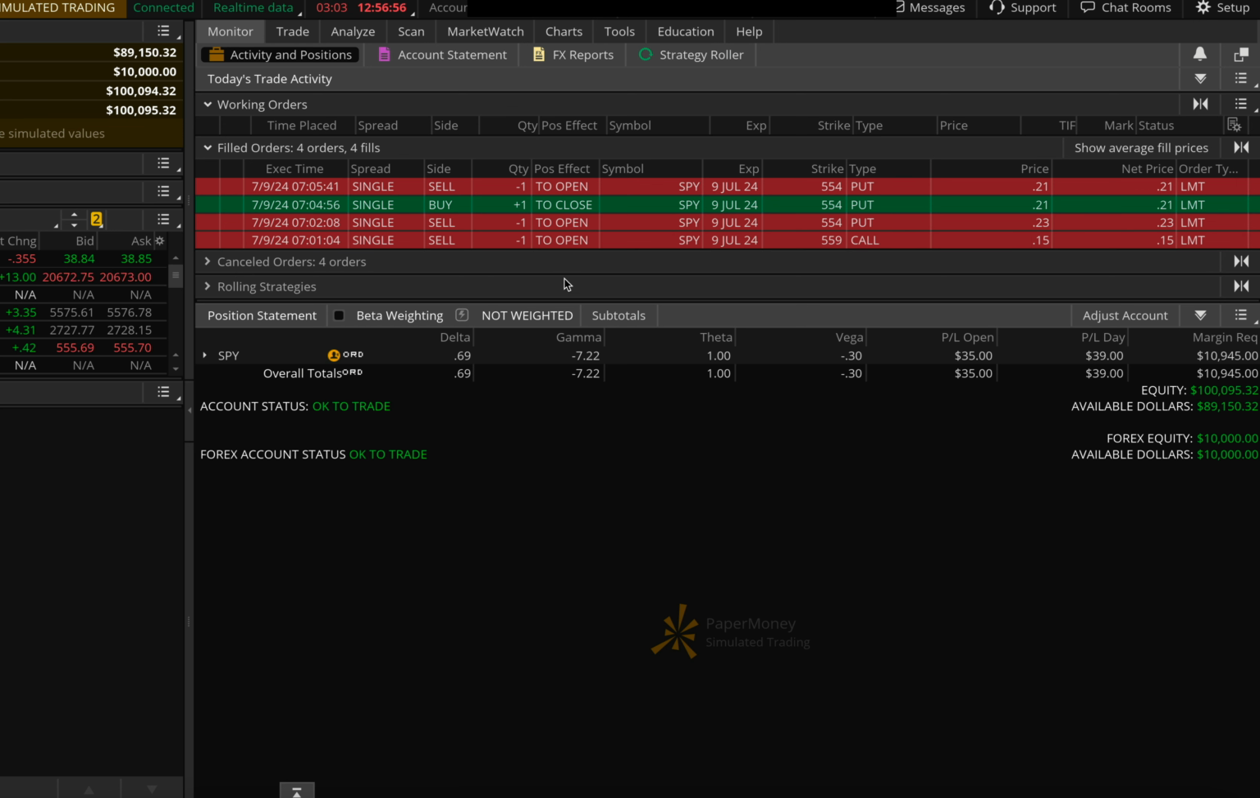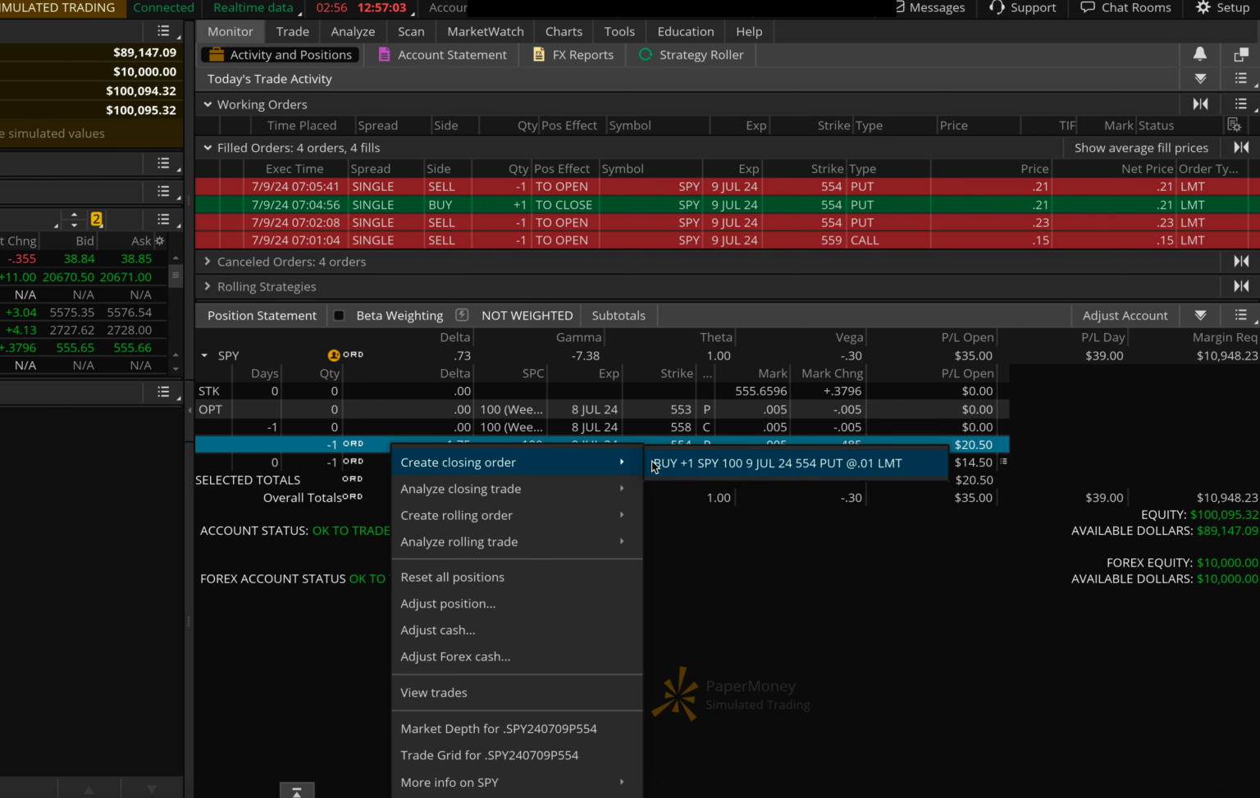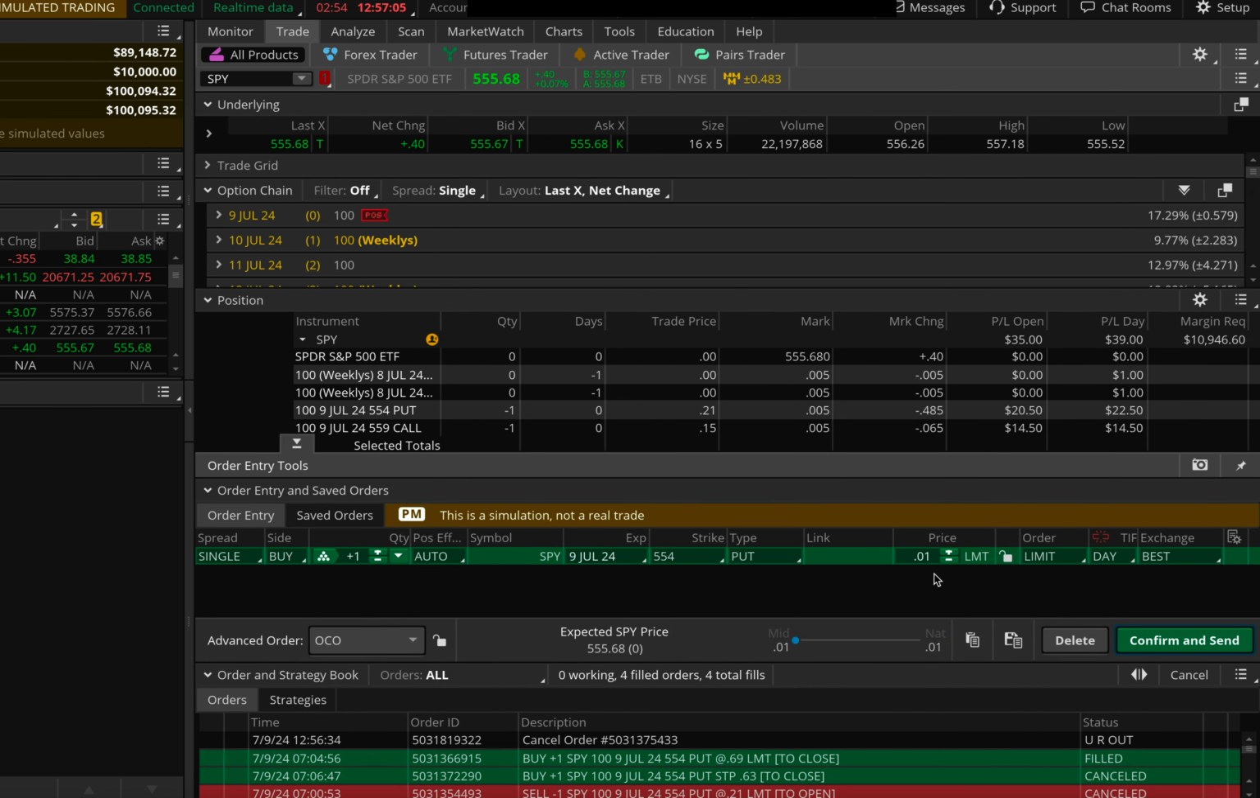So now what I'm going to do is set fresh exit orders for both of these. This one I'm going to say create closing order, buy 1 at 1 cent. Let's say market.